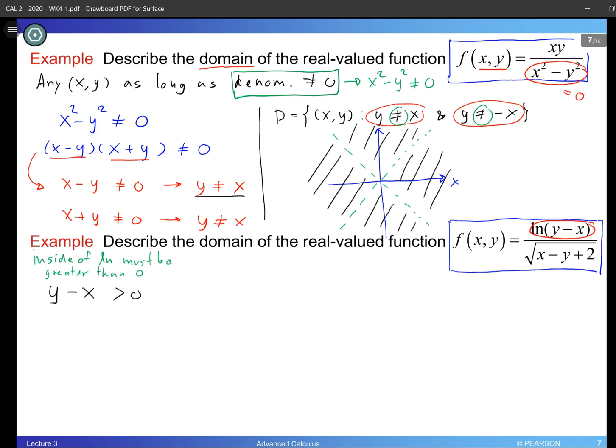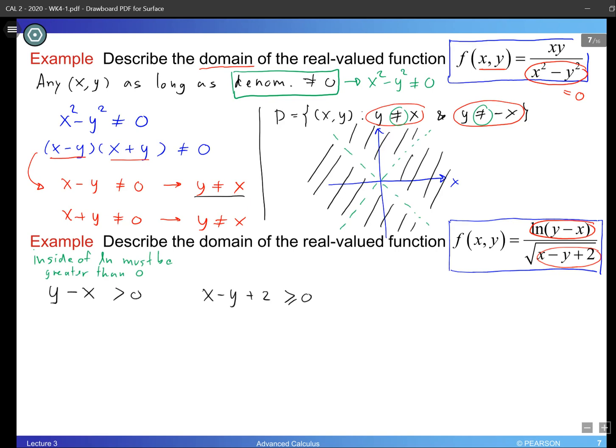Now the next one, the inside of the square root has to be greater than or equal to 0. So we are going to focus on the inside of the square root right here. The inside here has to be greater than or equal to 0. We do not want any square root of a negative number. So the next condition we have right here is x minus y plus 2 greater than or equal to 0.